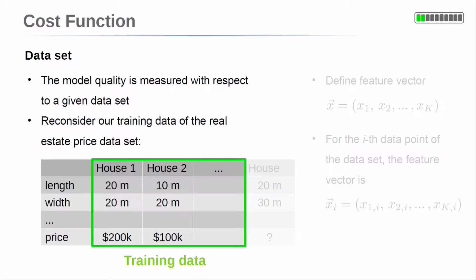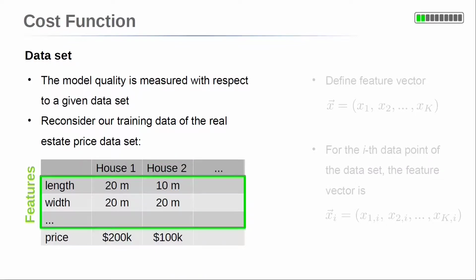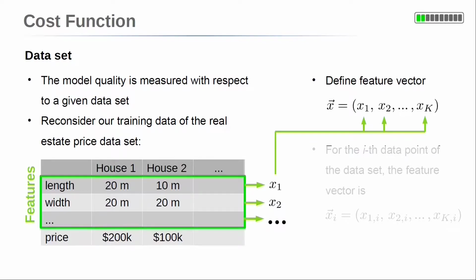Let's reconsider our real estate price estimation dataset. Here, highlighted in green, is a training data. The training data has different features such as length and width. These features are represented by our independent input variables x1, x2 and so on. They can be collected together into a single feature vector. So this vector x contains all input variables x1, x2 up to x capital K.